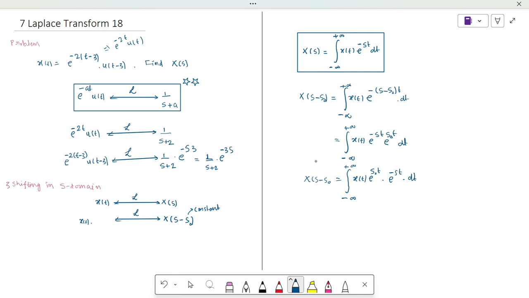So this is the shifting in the s domain. This is the signal in the time domain, and this is the signal in the frequency domain. So the equivalent in the time domain is x of t e power s naught into t.